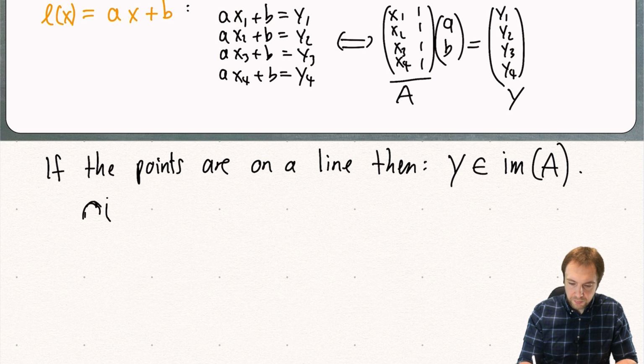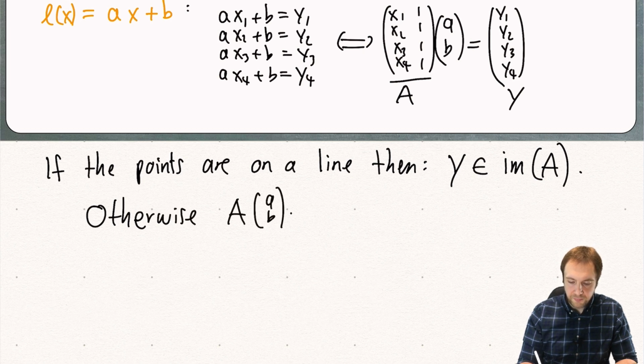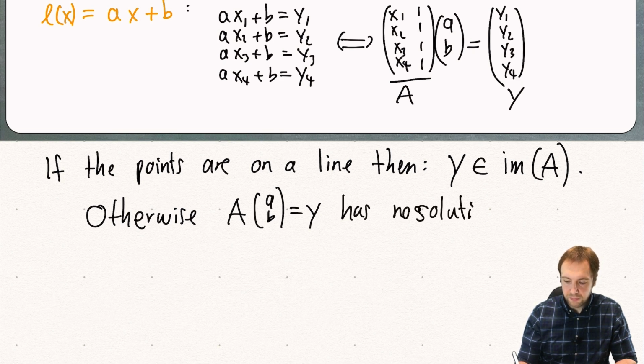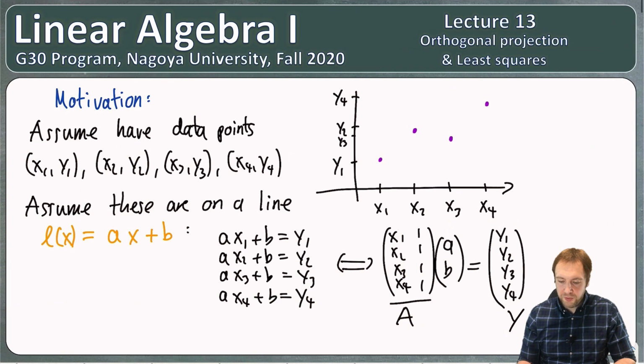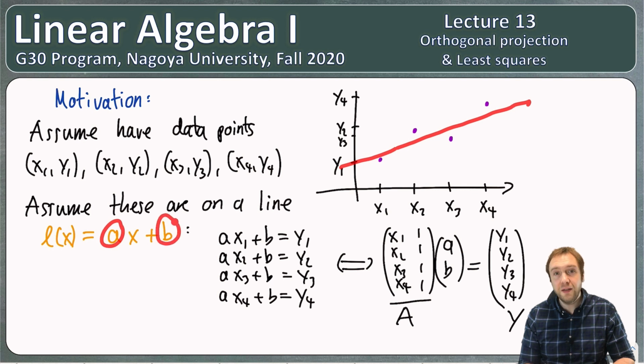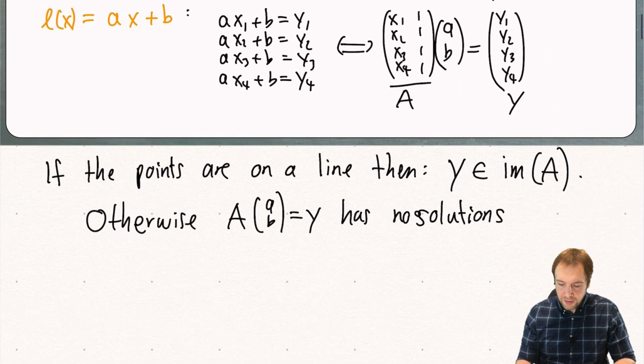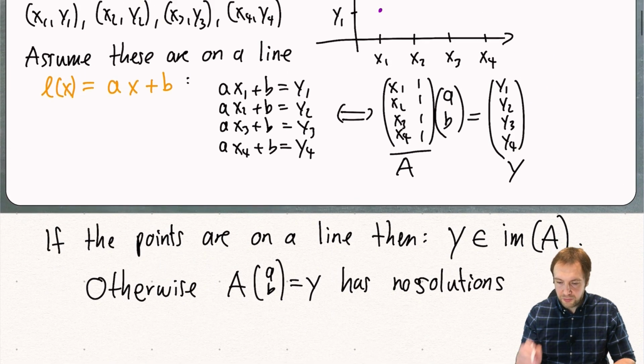This equation here has no solutions. So this means they are not on a line. But we somehow want to find the best possible solution. So if this has no solution, we can see in the picture that there might be a best possible line. So what are the best possible values for A and B, which for example describe this line here? And this is what we want to find today.